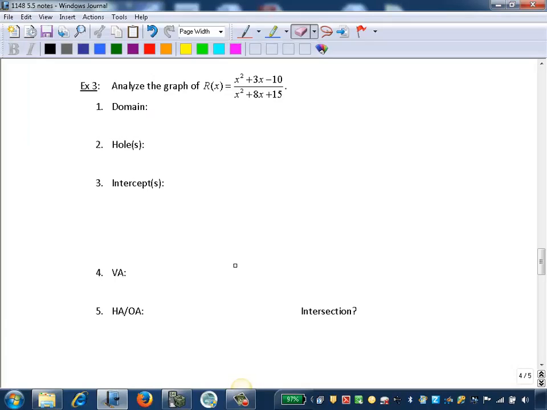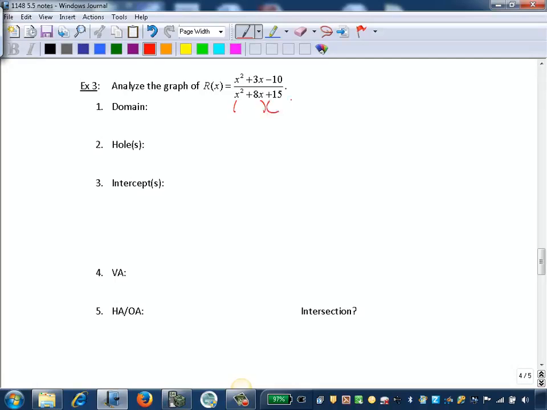Example 3. Analyze the graph of r of x equals x squared plus 3x minus 10 over x squared plus 8x plus 15. So first we want to look at the domain of this rational function. When we want our domain, remember we're looking for values of x that make the denominator 0. So let's factor our denominator.